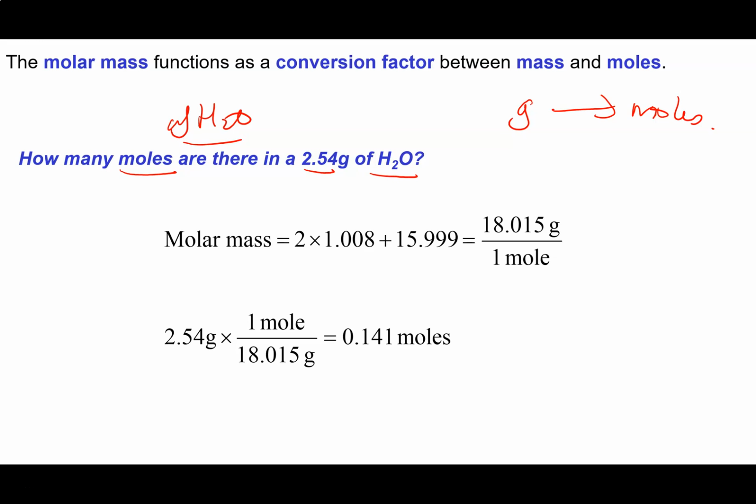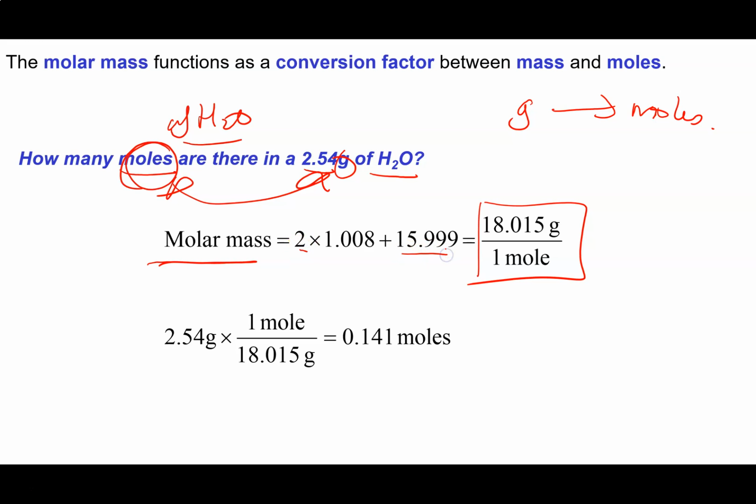So the first thing we need to do is recognize that we're converting between grams and moles, and that our tool for doing this is the molar mass. So I'm going to calculate the molar mass of water by adding together the mass of 2 hydrogen atoms and 1 oxygen atom. And now I'm just going to apply my conversion factor, right? Starting with grams, and I want to turn into moles.